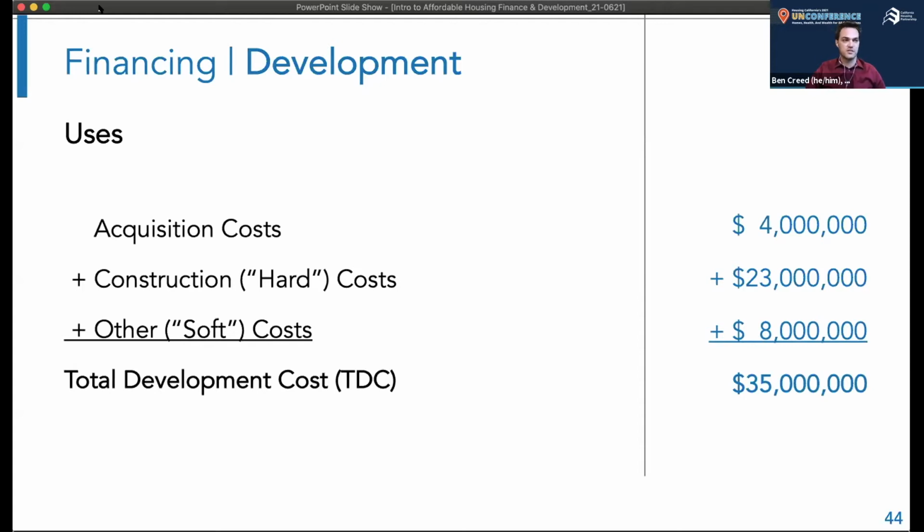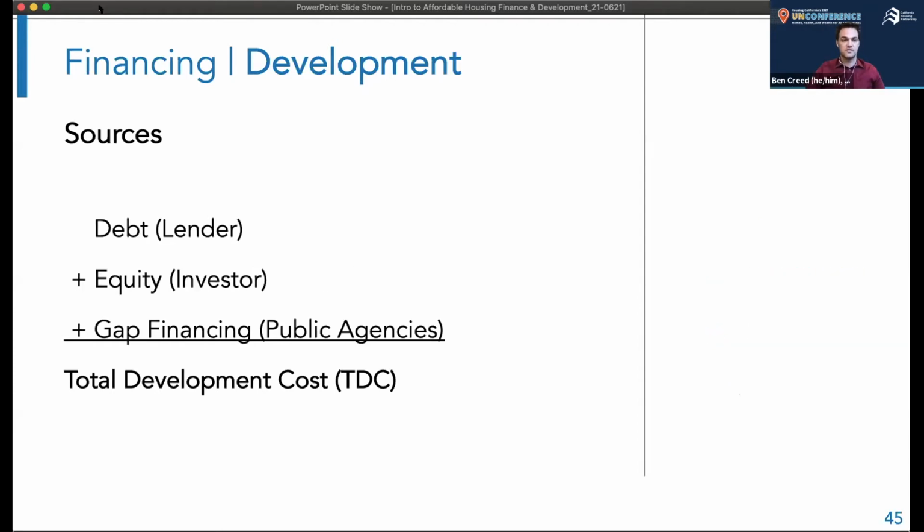And I saw a quick question in the chat about who pays the developer fee. That developer fee would be one of the many examples of soft costs here. So that would be a part of the $8 million. So altogether, you need to come up with $35 million to pay for the development of this project.